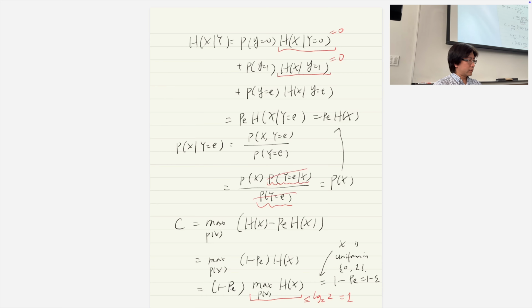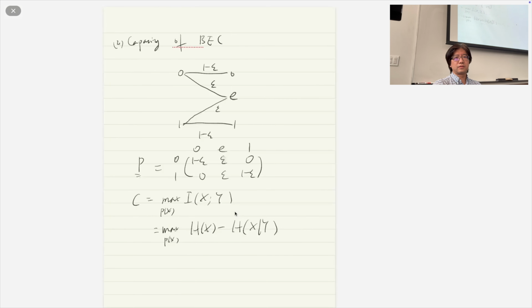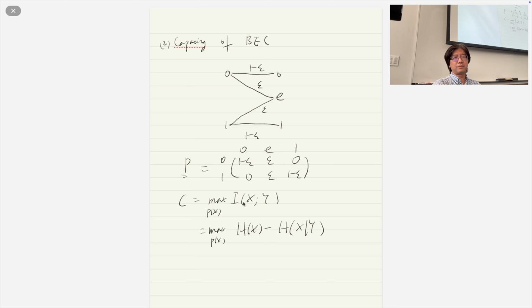So those are the two examples. In the next lecture we may see another example, and then we're going to see the general approach to compute the capacity. Actually, it's not very trivial. Computing the capacity is nothing but maximizing the mutual information over P(x). We learned that before, if you recall.